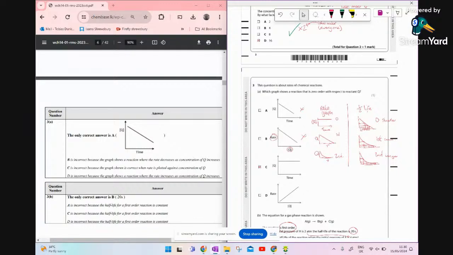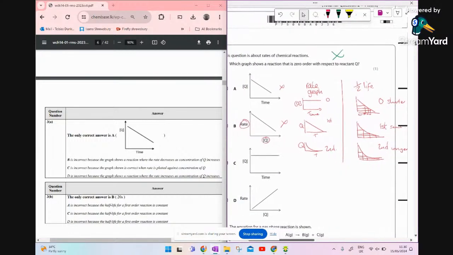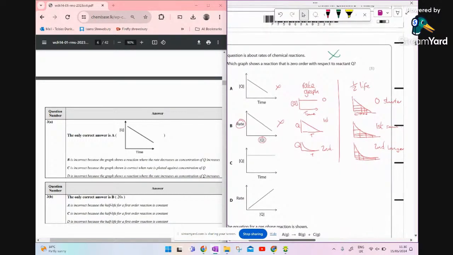Okay, guys, there's my mistake. Darn it, so easy. I hate rate graphs, so this is incorrect. I need to add more detail on this. The reason is I've suddenly realized that in zero order, the concentration of Q does change. That's a nightmare. Time and Q.